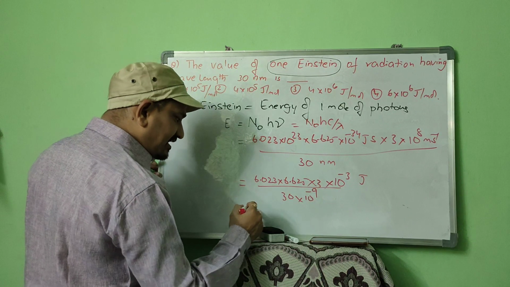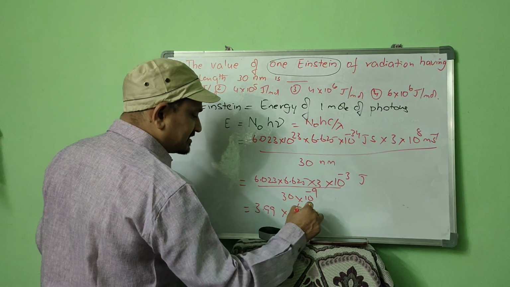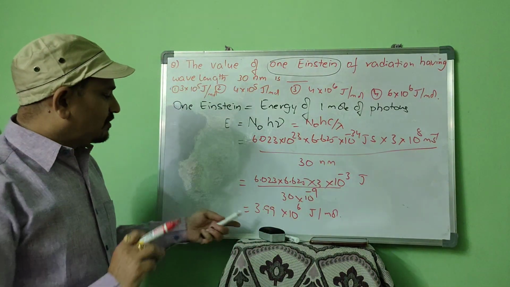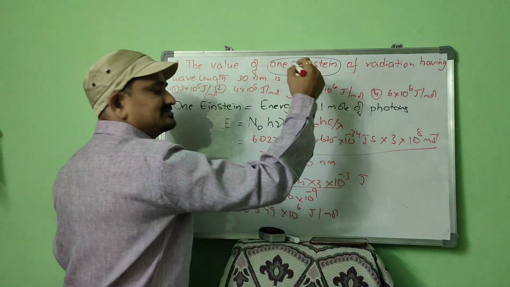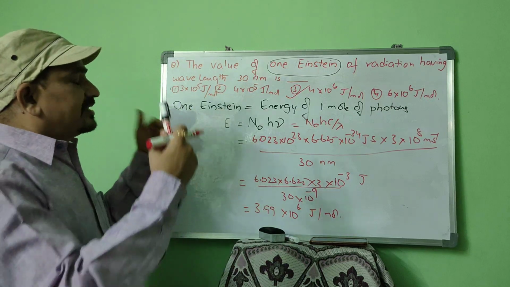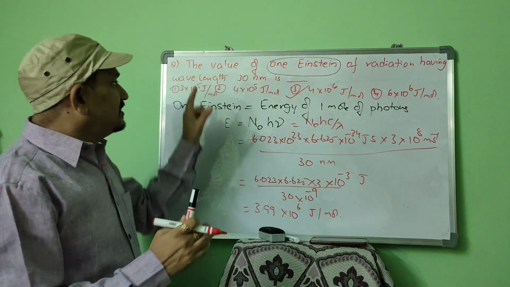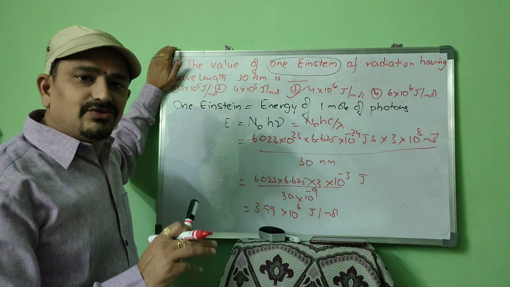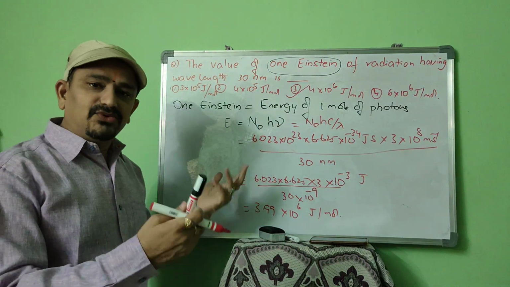Now, this simplified value will be 3.99 into 10 power 6 joule per mole. This will be the right answer. So, what's the nearest value? 3.99 into 10 power 6 joules per mole. This is the option. So, in this way, instead of blindly going in a hurry, you just notice the word given. This is one question we have discussed. Understood? Let us see one more question.